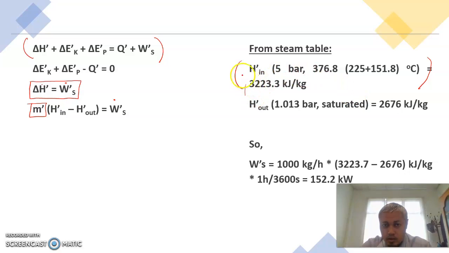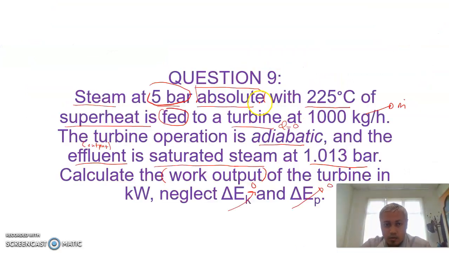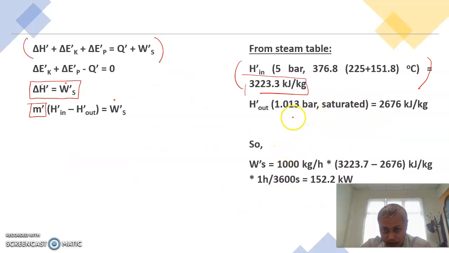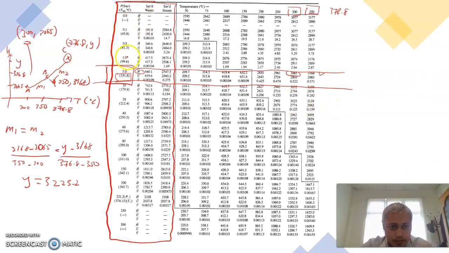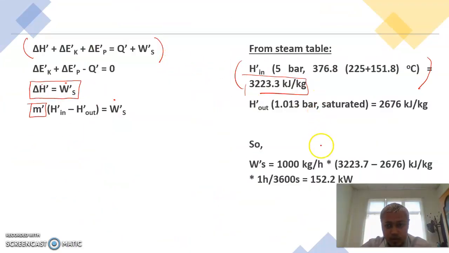Then if you get this value, we go back to the solution. Here we get this value. And then H out, because it is the effluent, the condition is at 1.013 bar saturated steam. Again, we cannot get the value of saturated steam at 1 bar because the highest, as we have just checked, is not more than 1. So we need to look at the superheated steam table, the value at 1 bar, and then we get the enthalpy 2675.